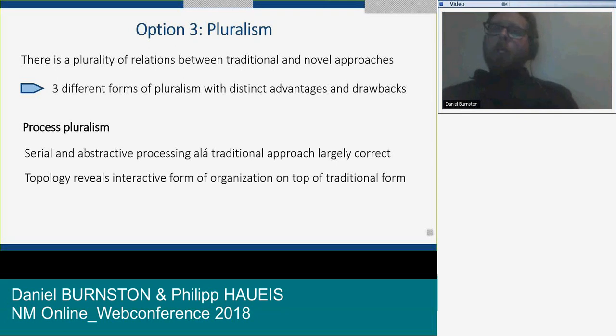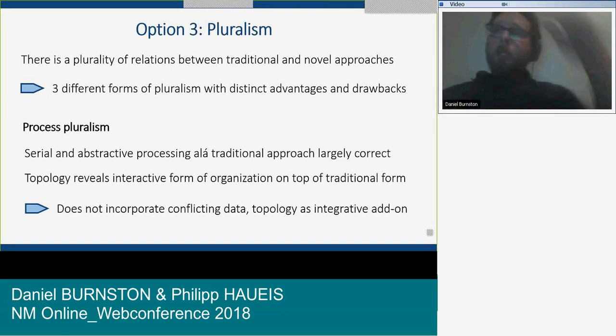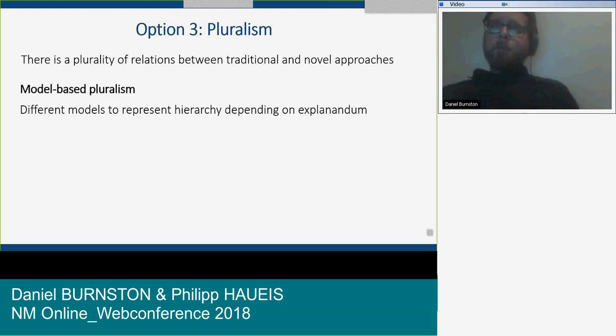One way you might do this is by using the topological hierarchy as kind of an add-on. So you might say, okay, well, maybe processing is serial and abstractive in modal cortices, and then it's more network-based or centrality-based once unimodal processing is done. The problem with this is that it doesn't seem to incorporate the conflicting data that we showed you from V4.